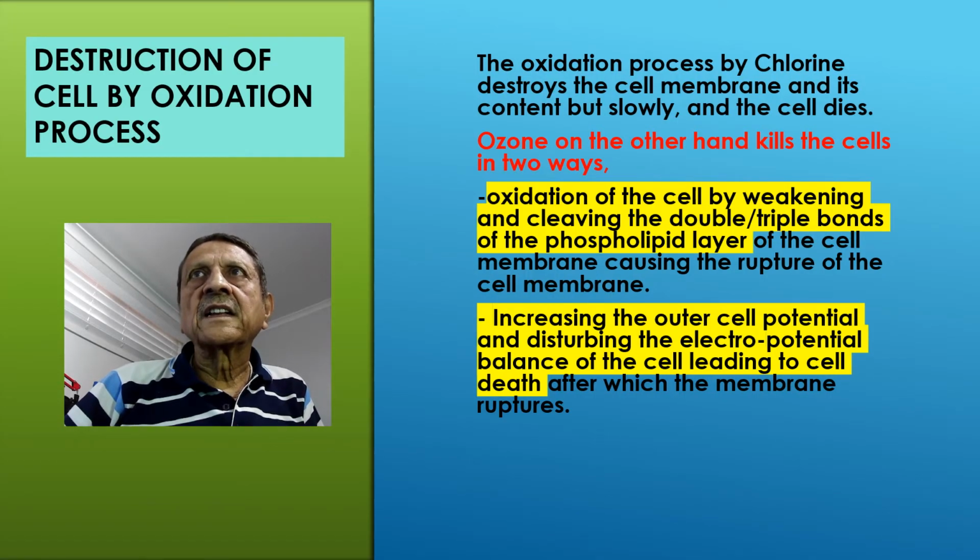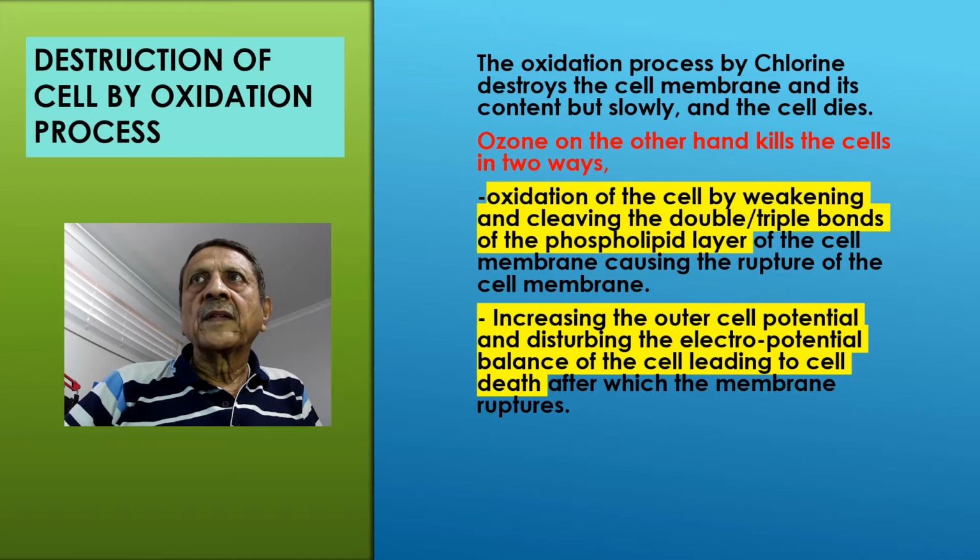The cell can be destroyed by oxidation of the cell membrane. Chlorine will eventually destroy the cell membranes and oxidize its contents, but very slowly, and eventually the cell dies.